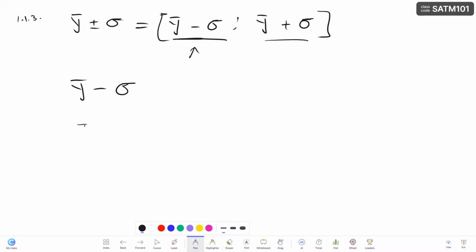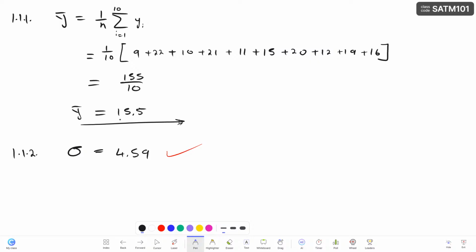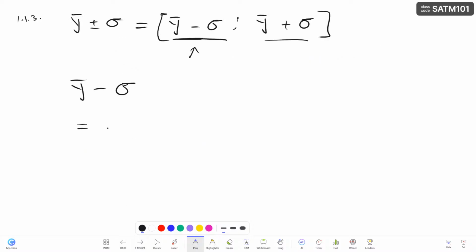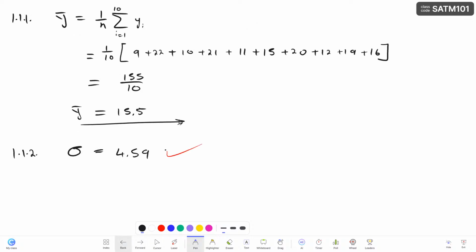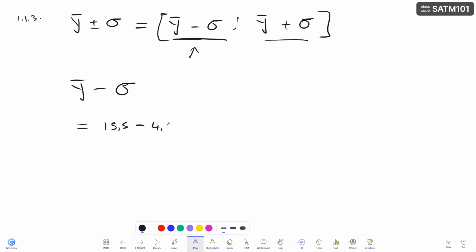Then we got our mean as 15.5. So you're just going to substitute 15.5 minus, what is your standard deviation? It's 4.59. So here we're going to say 4.59. So minusing this one is going to give us what? 15.5 minus 4.59 is going to give us 10.91. So this is the answer.